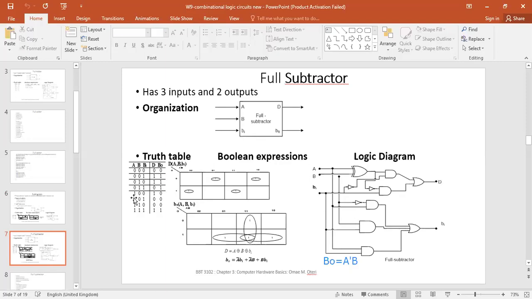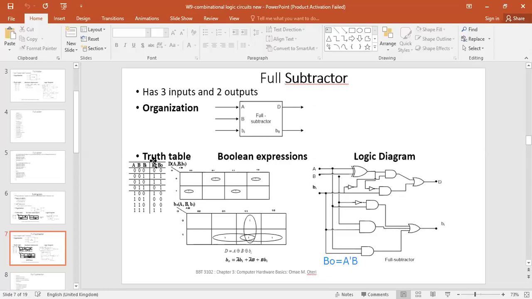Then when you come down, 1 minus 0 minus 0 will be 1 borrow 0, then 1 minus 0 is 1, 1 minus 1 is 0, you borrow nothing. The same result here for 110. 1 minus 1 is 0, then 0 minus 0 will actually be 0. So 1 minus 1 is 0, 0 minus 1 is 1. And that's what we get for our truth table given by the difference and the borrow out.